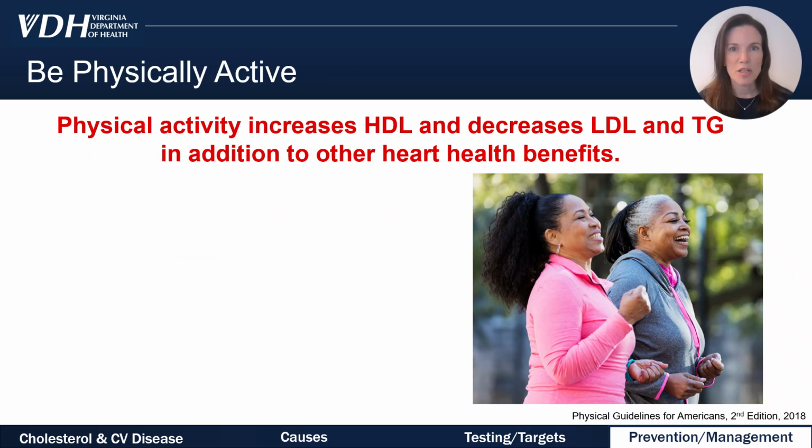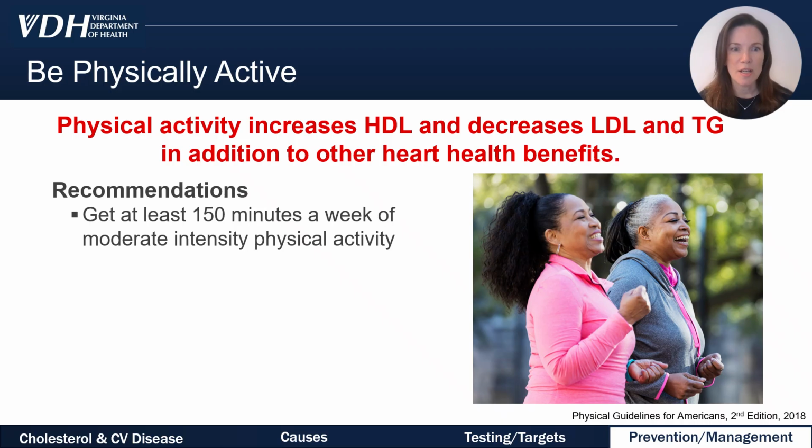It's also important to try to be physically active. Physical activity increases HDL cholesterol and lowers LDL cholesterol and triglycerides, in addition to a variety of other heart health benefits. The recommendation is for adults to try to get at least 150 minutes a week of moderate intensity physical activity. Moderate intensity is defined as a level at which you could carry on a conversation but wouldn't be able to sing. And 150 minutes comes out to exercising for around 30 minutes, 5 times a week.